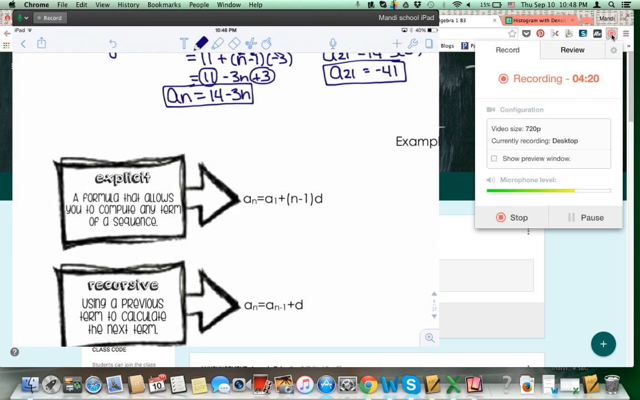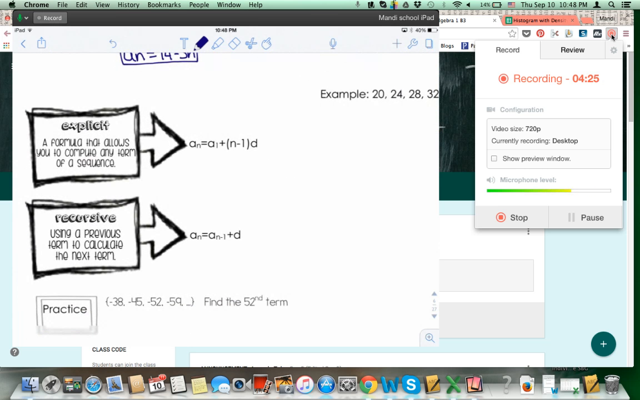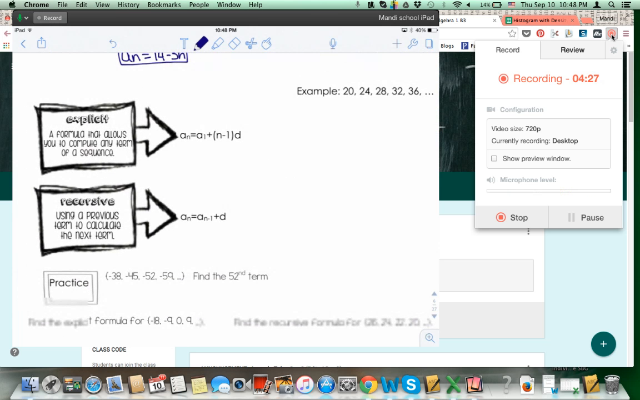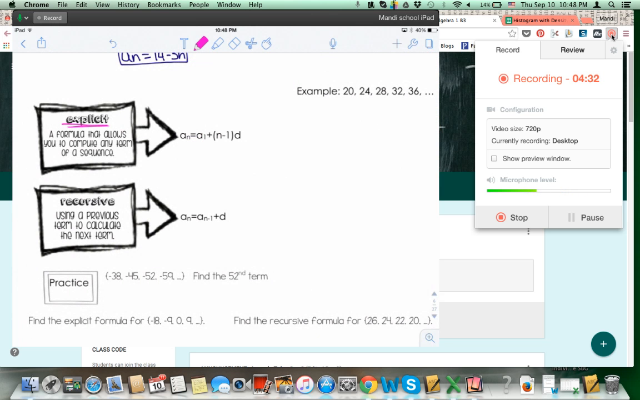So we talked about explicit formula. So if you look right here, we have explicit formula and we have recursive formula. For the explicit formula, we've already practiced that, so let's just do another example. A sub 1 is 20. 20 plus 4 gives me 24. 24 plus 4 gives me 28. And if you continue, the difference is the same. So my common difference is 4.